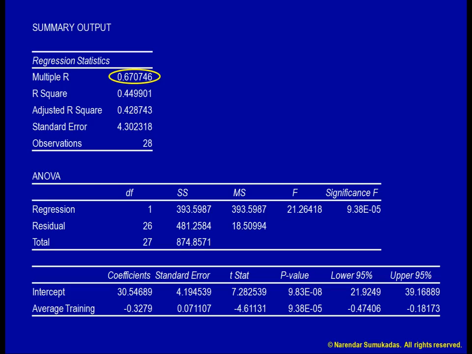Also, we can see from the scatter diagram that the correlation is negative, so the correlation coefficient really is minus 0.67. So there is a moderate inverse relationship between training and complaints.